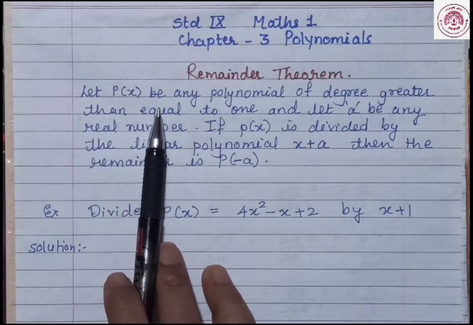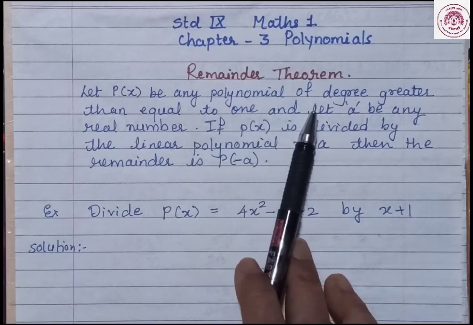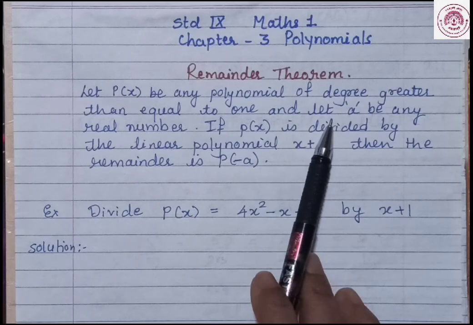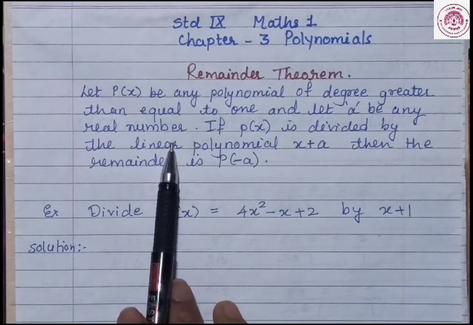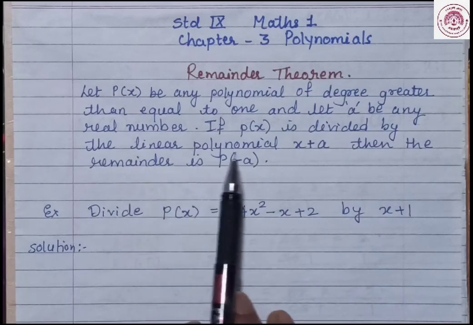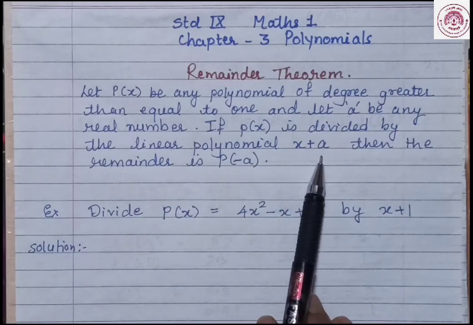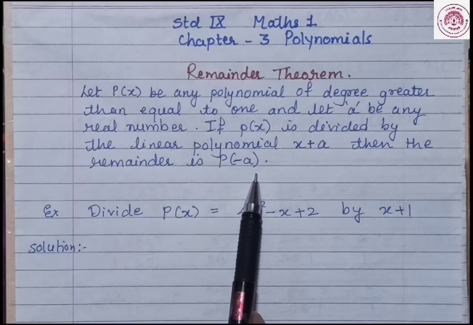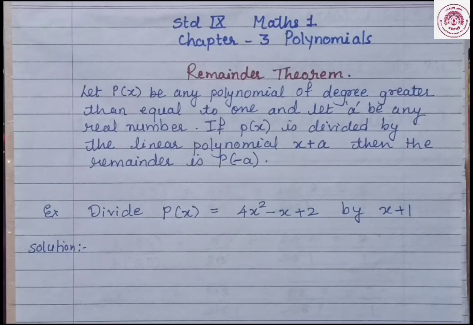Let p of x be any polynomial of degree greater than or equal to 1 and let a be any real number. If p of x is divided by the linear polynomial x plus a, then the remainder is p of negative a. Now let's understand this with an example.